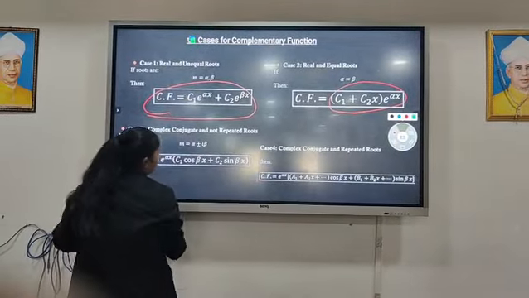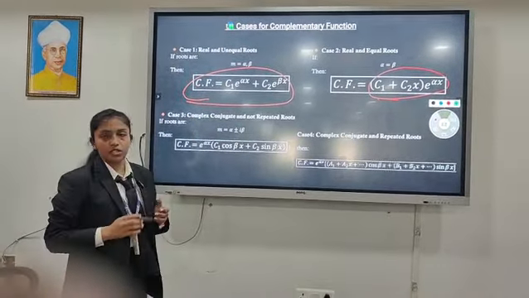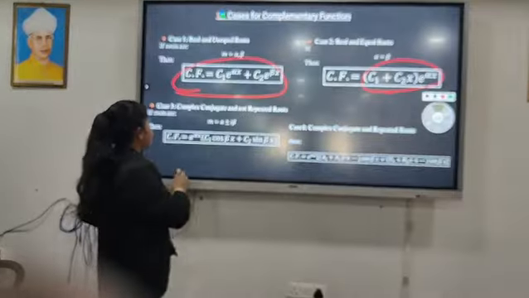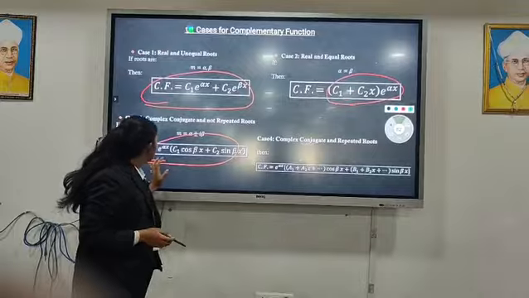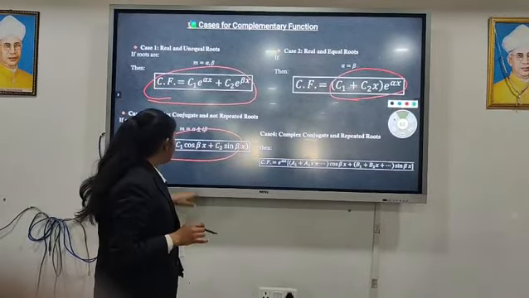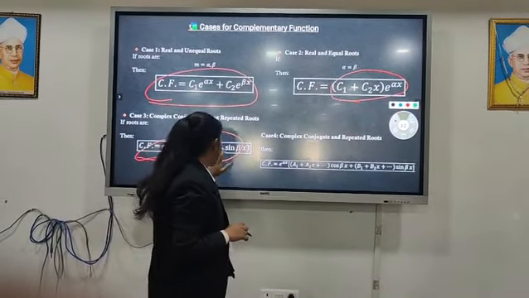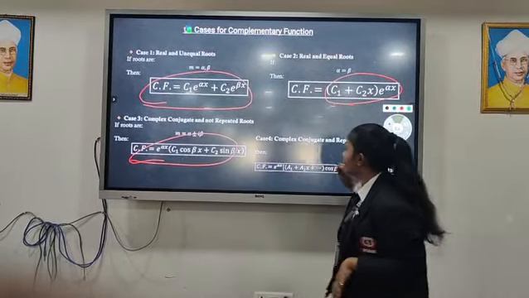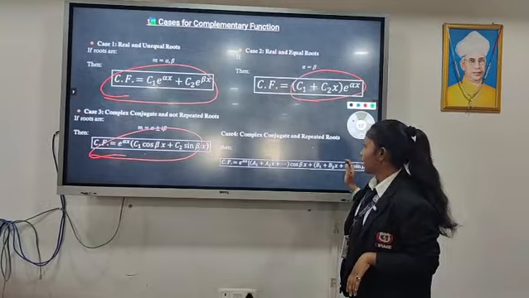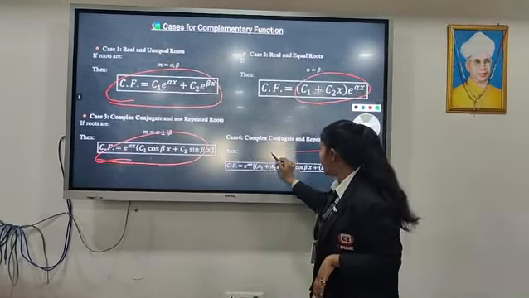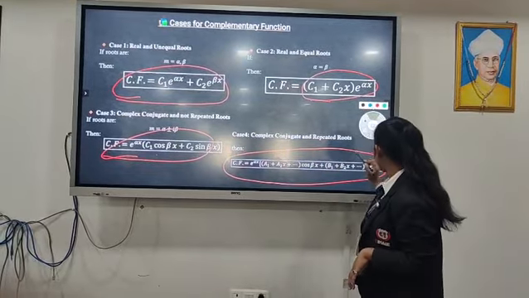Case number 3, when the roots are complex, conjugate and not repeated, then the equation of complementary function is e to the power alpha x into c1 cos beta x plus c2 sin beta x. Case number 4, when the roots are complex, conjugate and repeated, then the equation of complementary function is this.